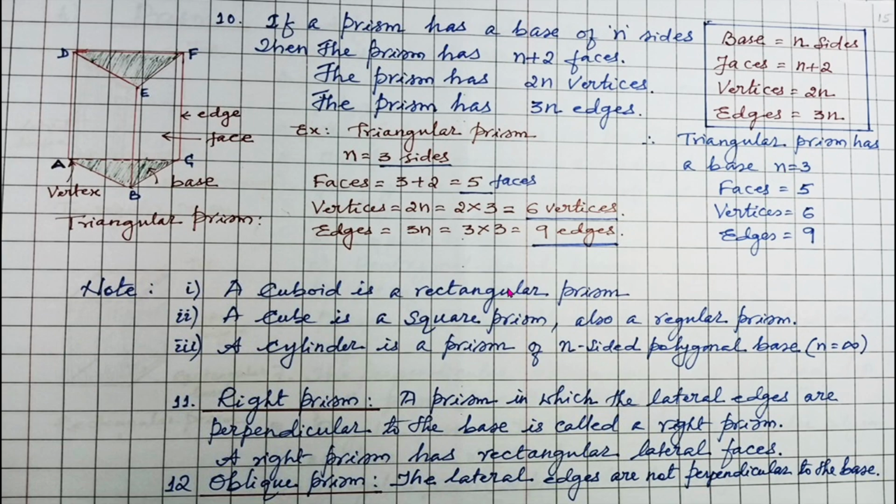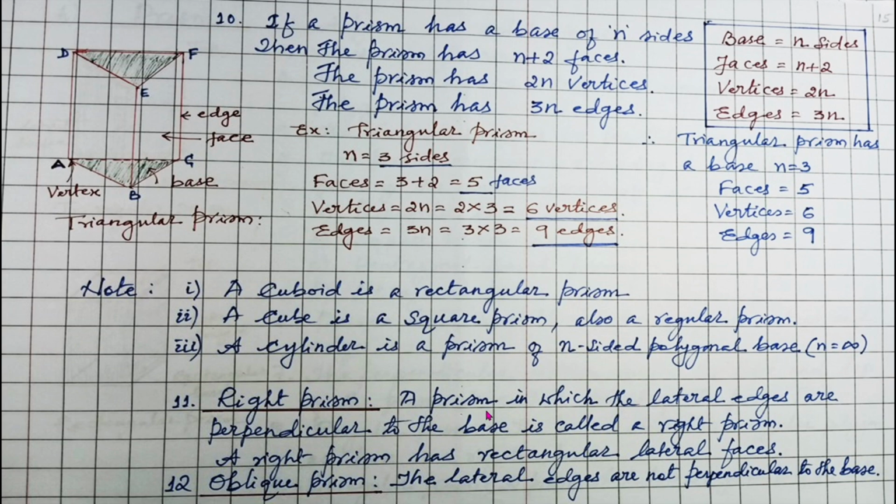Now a cuboid is a rectangular prism. A cube is a square prism and also a regular prism. Please remember this. A cuboid is a rectangular prism. A cube is also a prism. It is a regular prism, and it is also called a square prism. A cylinder is a prism with an n-sided polygon base, where n has an infinite value, and therefore a cylinder is also a prism.